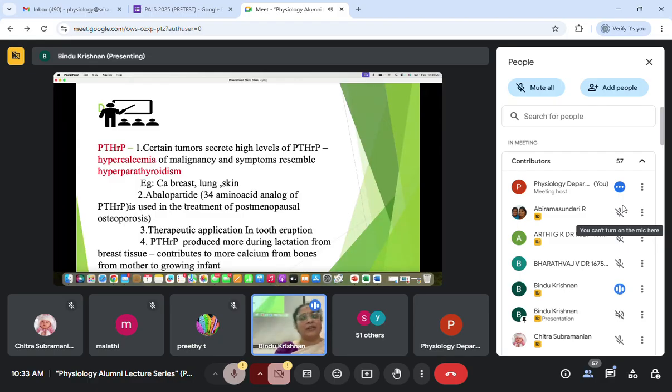The second important thing is that a 34 amino acid analog of this parathyroid hormone related peptide is used in the treatment of postmenopausal osteoporosis. We will see the relation later. And this PTHRP has been found to play an important role in tooth eruption, right? So dental people use a lot of that for therapeutic application. And the role PTHRP plays during lactation is again significant. It helps in the removal of calcium from the mother through the breast milk to the fetus. So again, there the PTHRP is playing an important role.